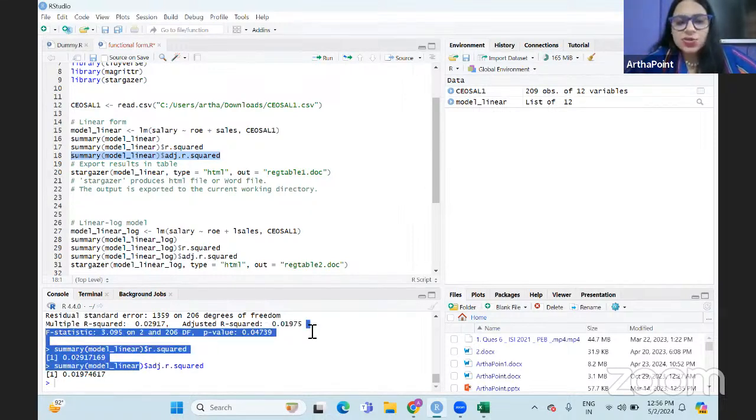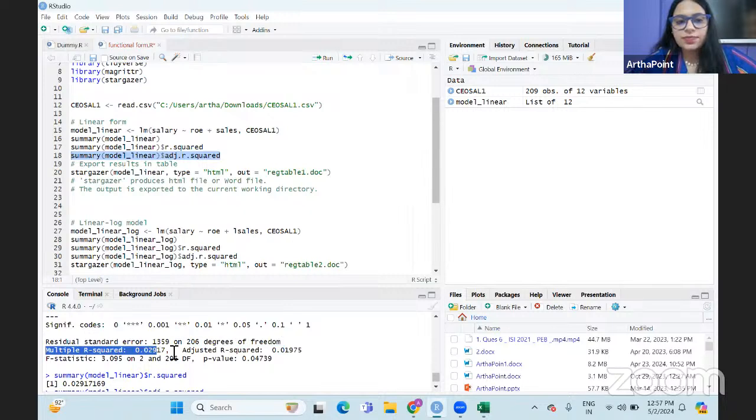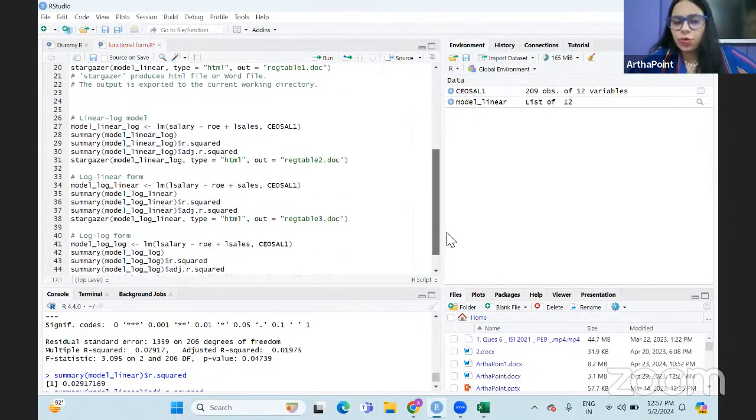So although R square and adjusted R square summary में दिख रहे हैं, as you can see here, this is your R square and this is your adjusted R square. Still, अगर आपको उनको अलग से निकालना है, you can just use dollar. And उसके बाद I want to find out R square, so I have written R dot squared. And then dollar के बाद adjusted R dot square. And this will help me to get R square and adjusted R square separately in the model.